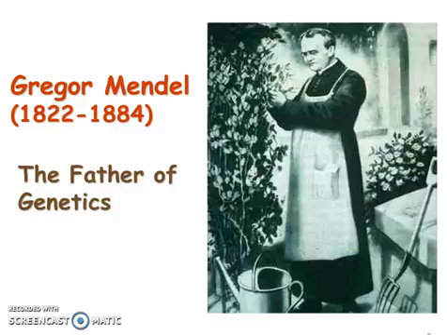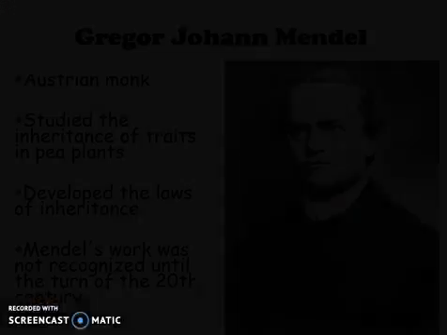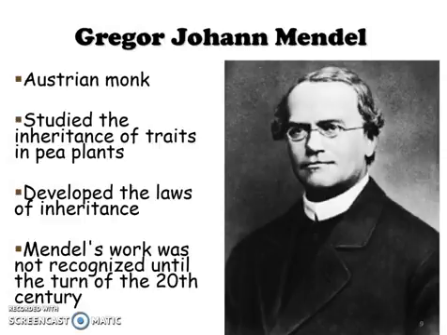All right, so Gregor Mendel, as we said, is the father of genetics. He was an Austrian monk who studied the inheritance of traits in pea plants. He was very famous for his experiments in pea plants. He developed the laws of inheritance, and his work was not recognized until the turn of the 20th century. So, his most famous pea plant experiment.